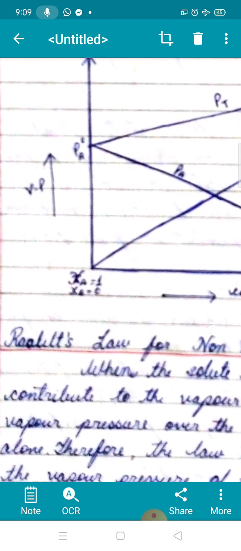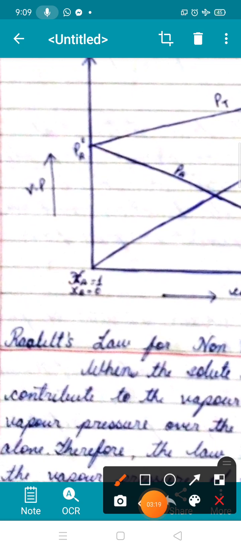You may notice here I have written chi A equal to 1, so chi B has to be 0 because you know chi A plus chi B equal to 1. Now chi A equal to 1 and chi B equal to 0 means what? I don't have any component B, we have only component A. That means it is the pure component A. So its vapor pressure is PA naught. So that's how we plot here.